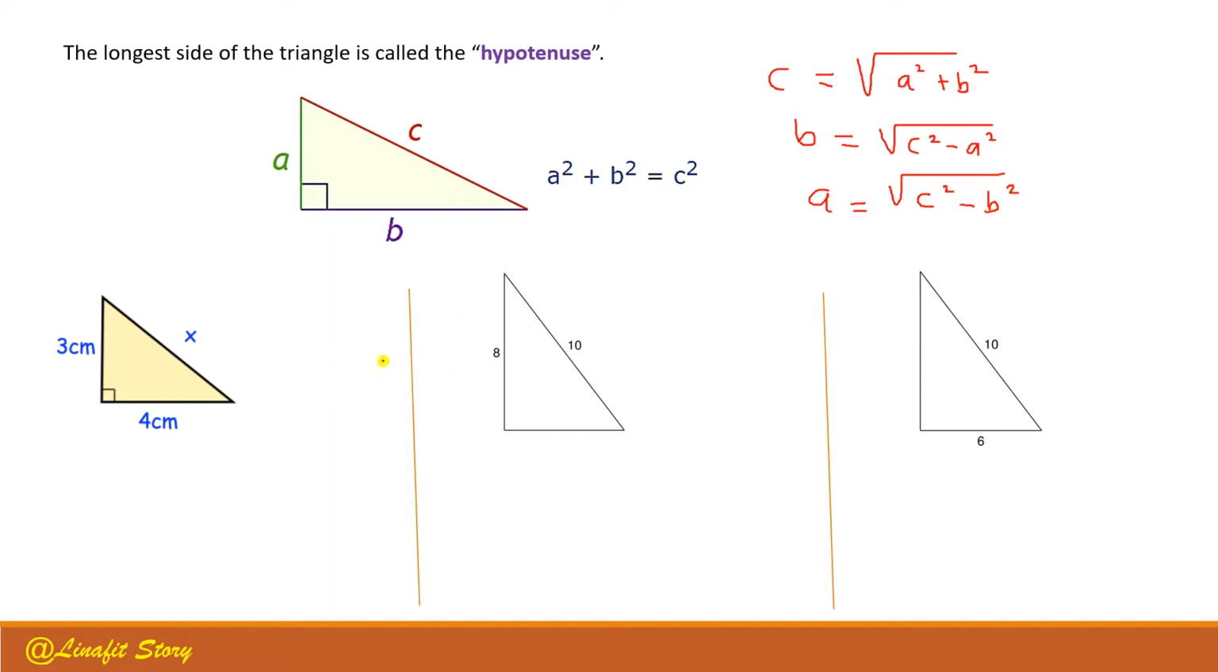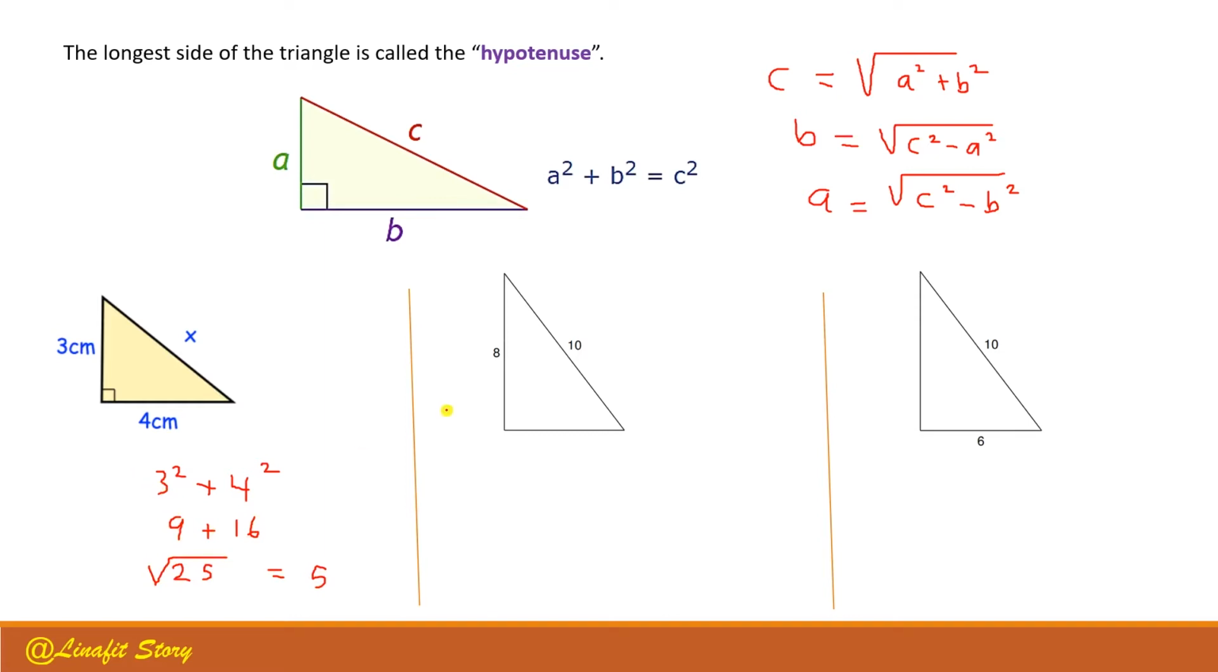For example, here we will find x. x is the longest side of the triangle. So x is equal to the square root of 3 squared plus 4 squared. 9 plus 16 is equal to 25. The square root of 25 is equal to 5.